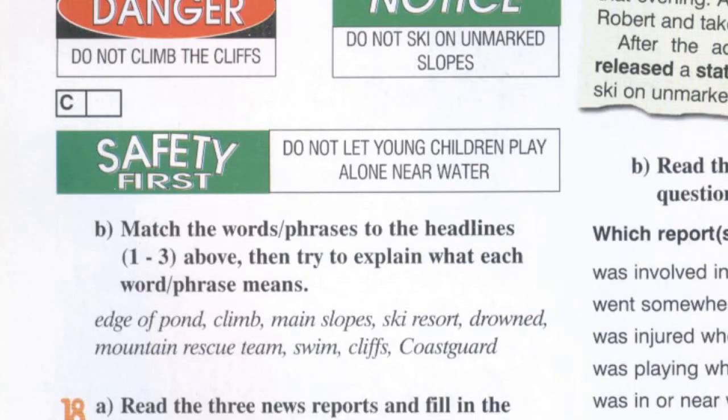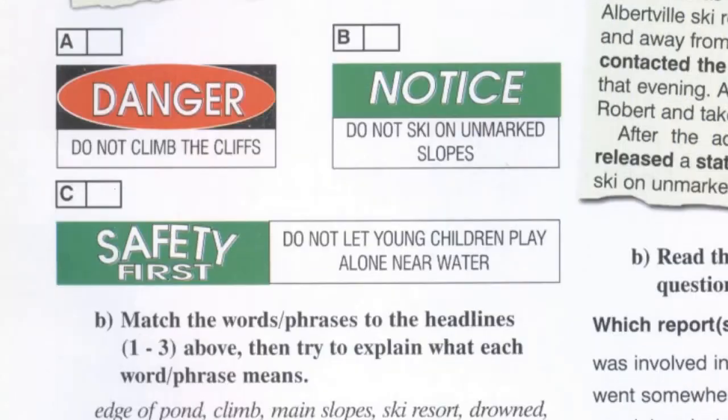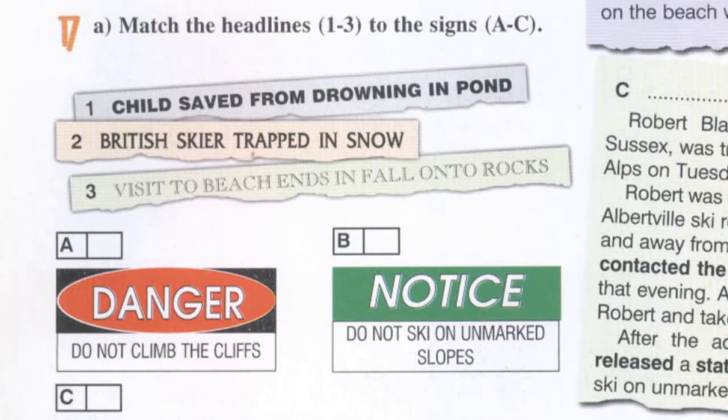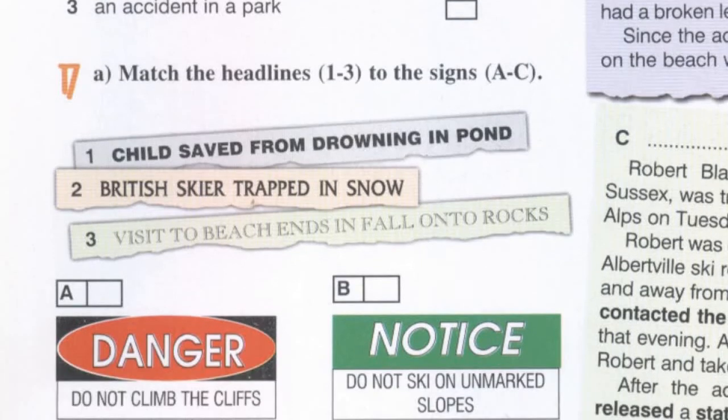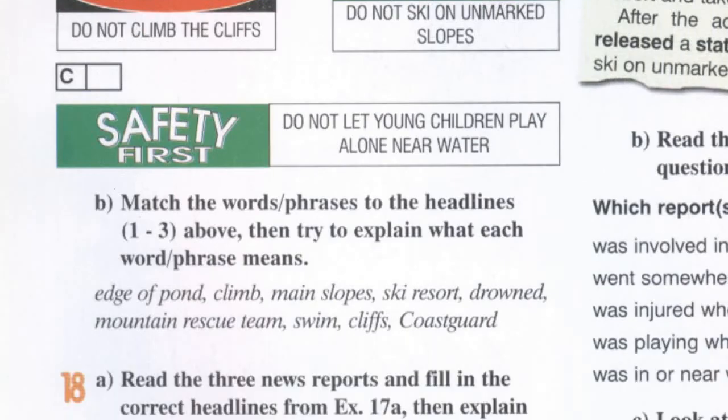How about the next one? So these are so easy. If you understand the words, you can relate them. Main slopes. It was about skiing. So let's see which one was about skiing. The second one, an accident while skiing. And how about the next one? Again, a ski resort. Number 2. What is a resort? A place you go on a holiday or a vacation.